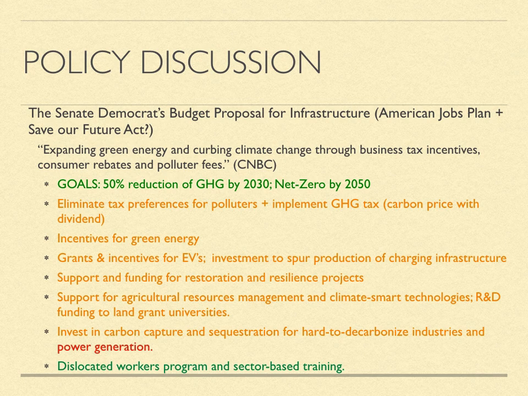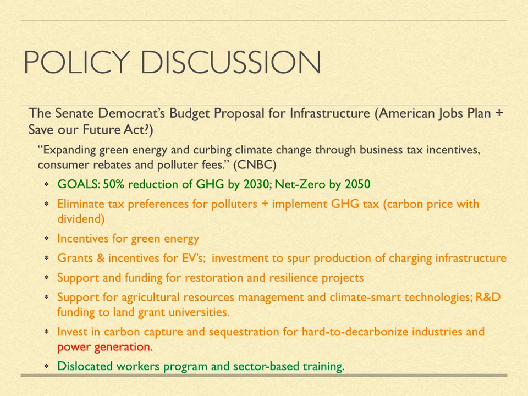Now we have the Senate Democrats' budget proposal for infrastructure, which is basically the America Jobs Plan plus possibly the Save Our Future Act. And these things do have key features that the roadmap absolutely recommends, like the broad goal of 50% reduction of greenhouse gases by 2030 and net zero by 2050, and the issue of dealing with dislocated workers, having a dislocated workers program and sector-based training. Those two things are very strongly aligned with what MACA recommendations are.